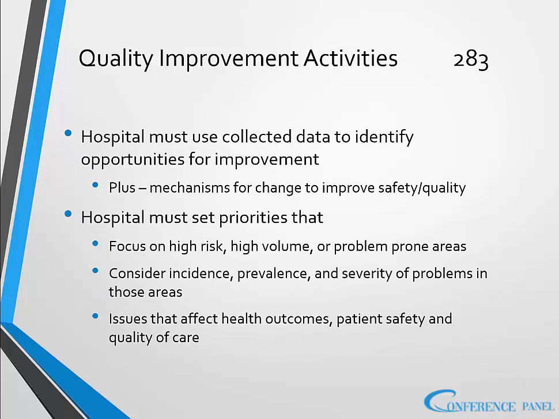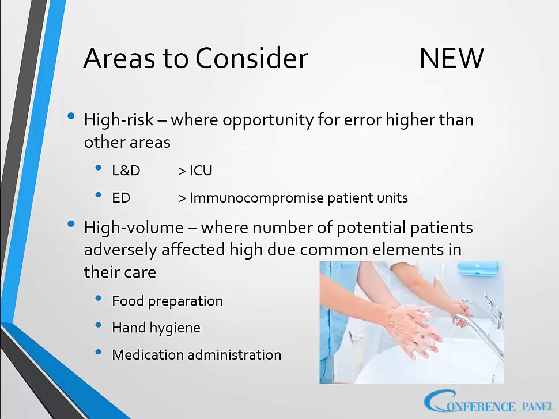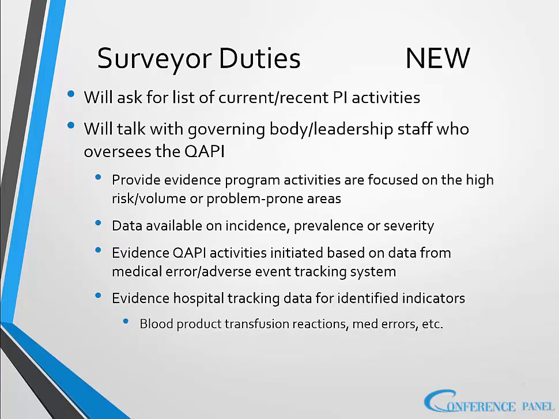As far as your activities, use the data to identify those opportunities. The guidelines call upon the hospitals to look at their program data to make sure you are establishing those priority areas. Again, they said, look at your high-risk areas. Maybe you also have immunocompromised patient areas. Problem-prone areas, handoff communications could be another one. How often does it occur? How widespread?